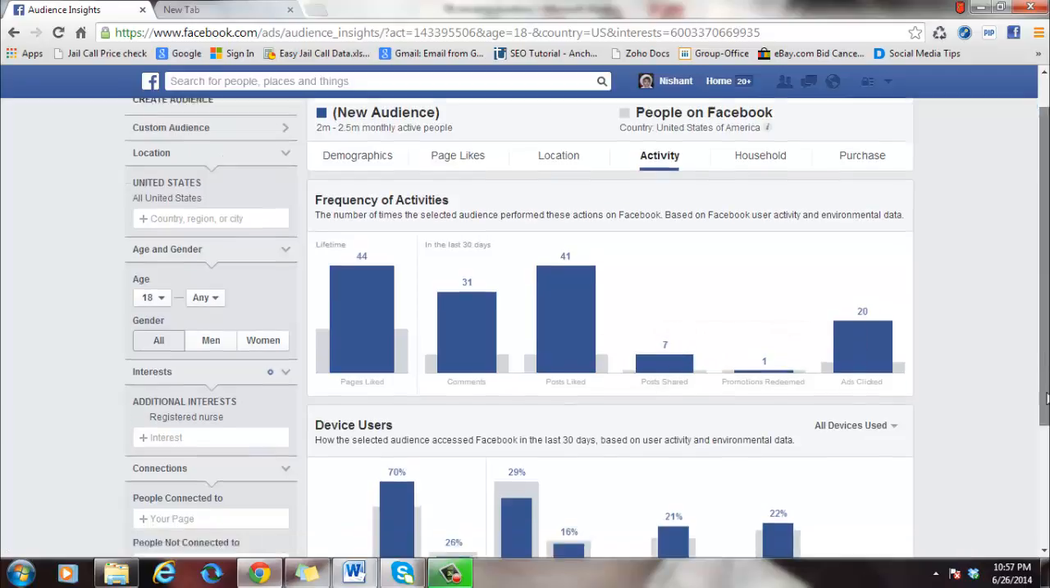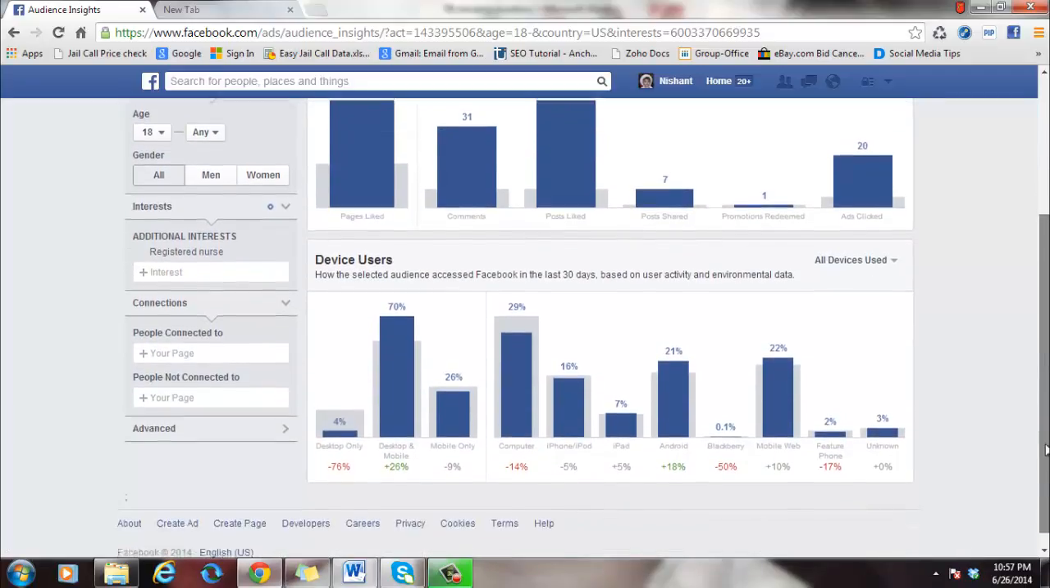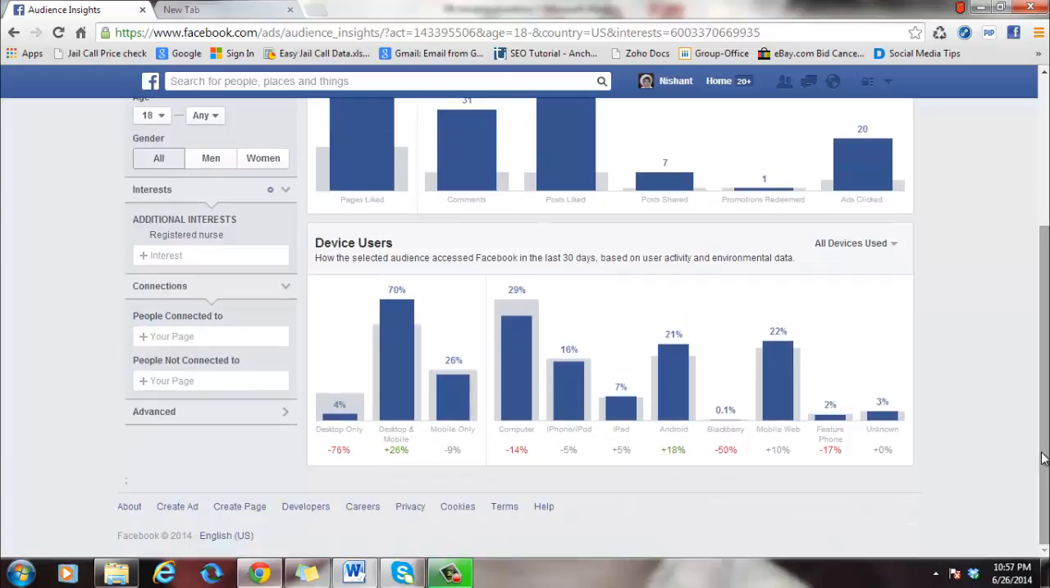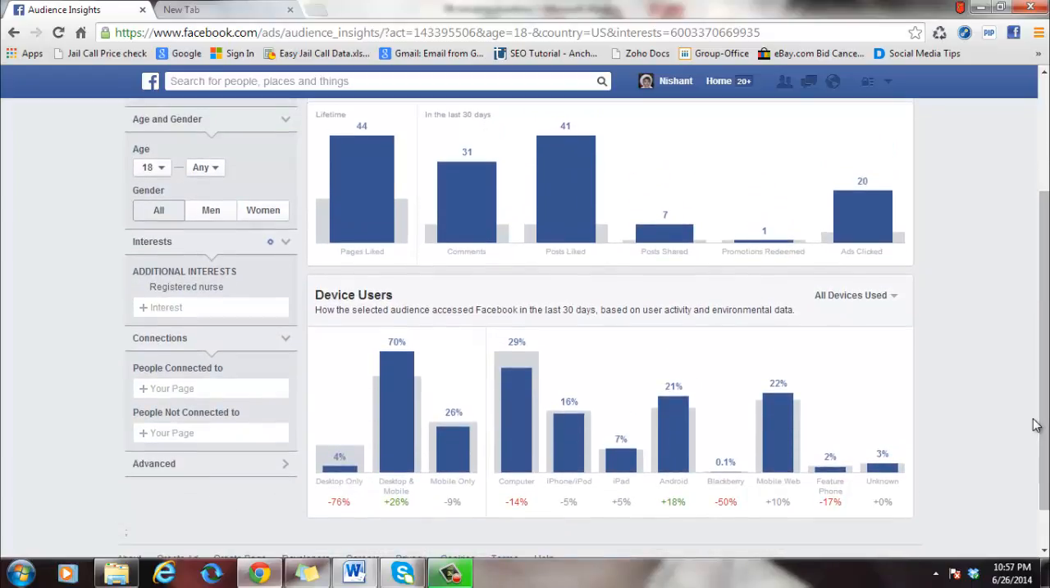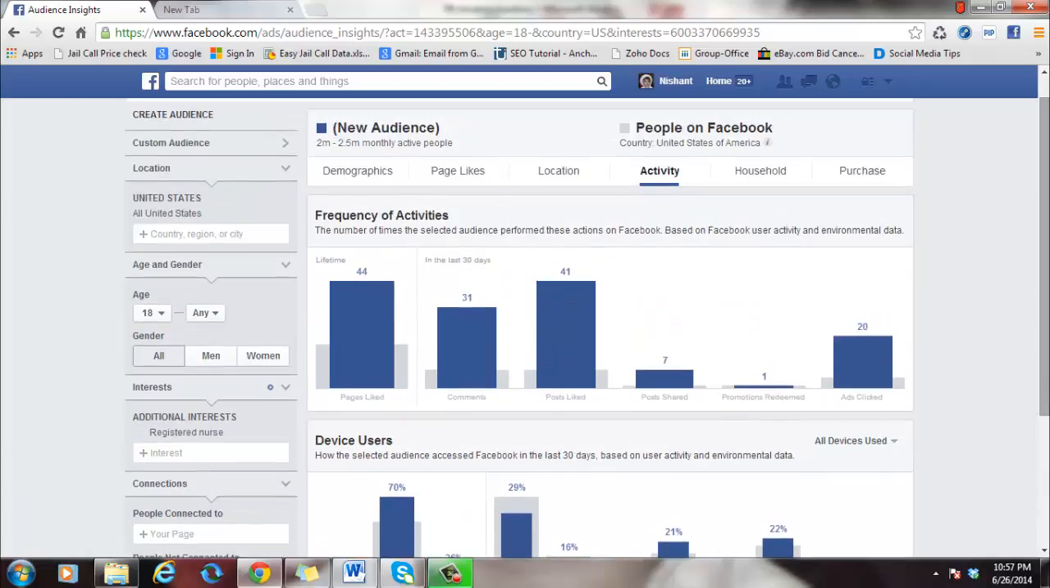So again, it's a really powerful way of basically finding out the exact device makeup of your audience, like what they use, what they don't use, and hopefully use that to your advantage.